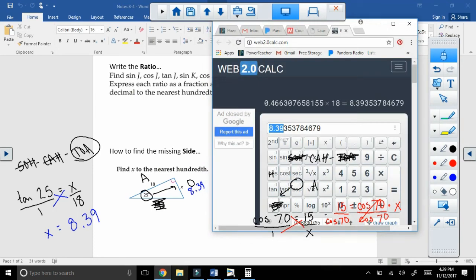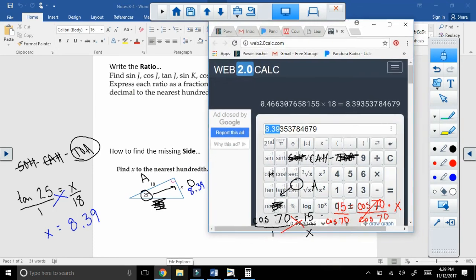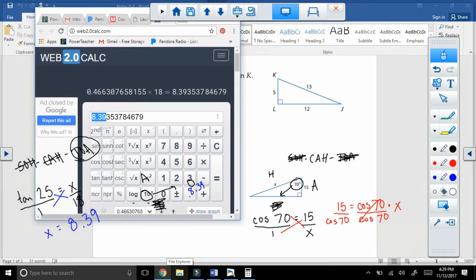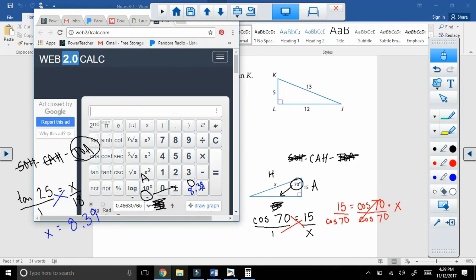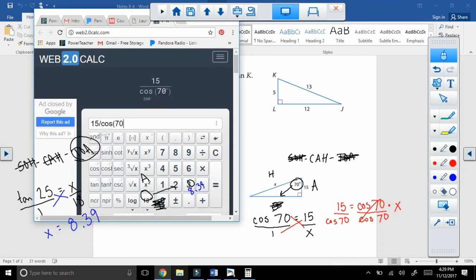So let me go back to the calculator. I'll try to move it over again. That worked a little better this time. And let me clear it. So I'm going to type in 15 divided by the cosine of 70. And I would just do this on my calculator all at the same time. I get about 43.86. That's going to have to round up to be 86.